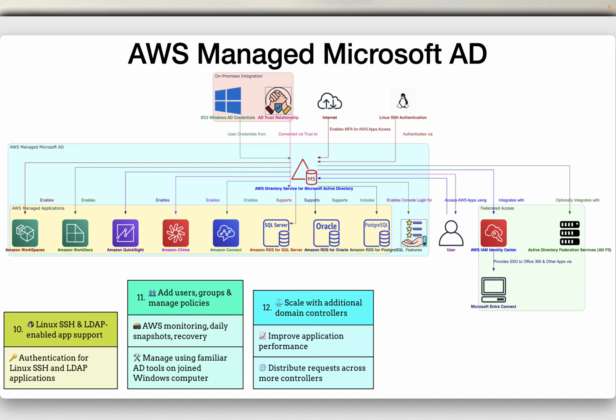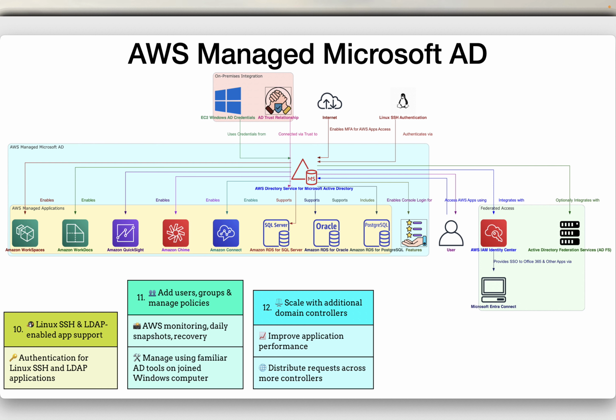You can scale the directory by deploying additional domain controllers and improve application performance by distributing requests across more domain controllers. So this is all about AWS Managed Microsoft AD, which was the first option.